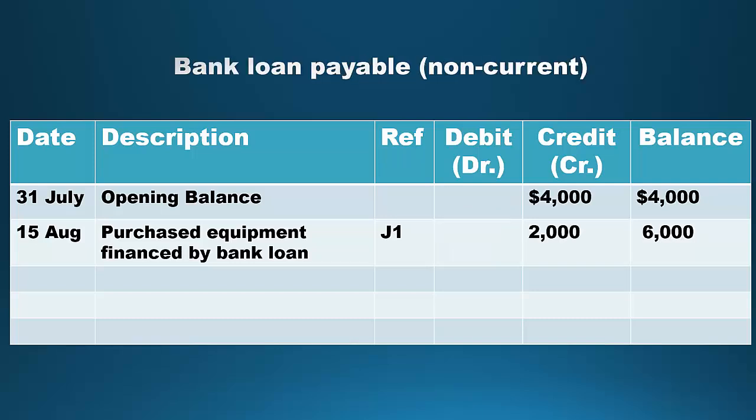Bank loan payable ledger. 1. Date, August 15. 2. Narrative. Add the narrative: Financed equipment purchase with a bank loan. 3. Reference. Include the journal reference, J1. 4. Amount. Enter $2,000 in the credit column. We credit bank loan payable because the company's liability is increasing, and increases to liabilities are recorded on the credit side.